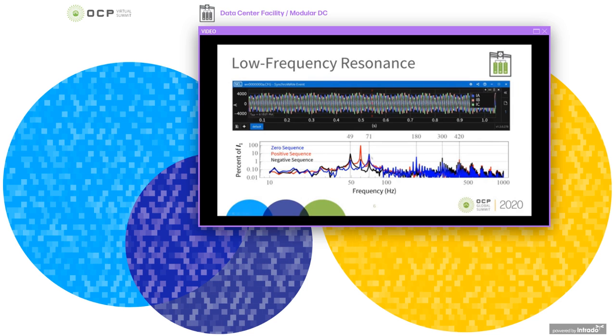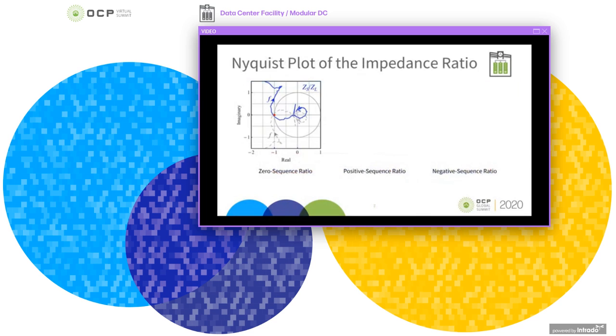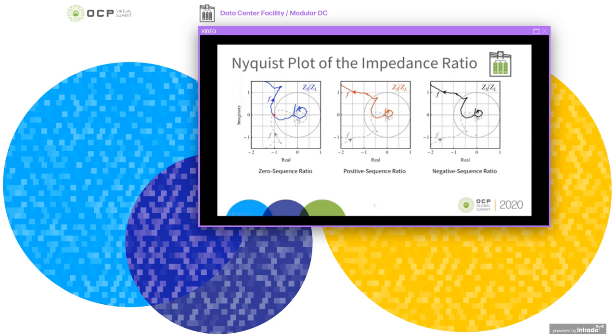All right, so we have a zero sequence component at 71 Hertz that is causing the distortion. Let's see why that is. These are Nyquist plots of the impedance ratio. The blue one is for the zero sequence impedance ratio. The red is for the positive sequence impedance ratio, and the black is for the negative sequence impedance ratio.